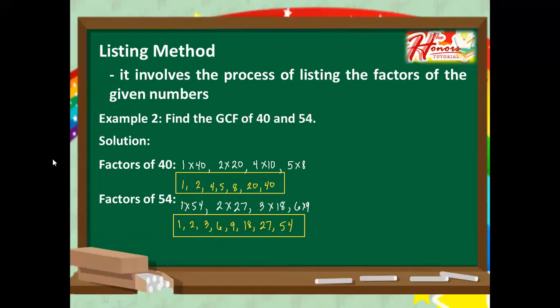Let's look for the GCF or the greatest common factor. So we have here 1 and 1, 2 and 2. Some will say no, it's not because it is too small. That is the opinion of others. But I want you to know, students, that there are times that the GCF is 2 only.